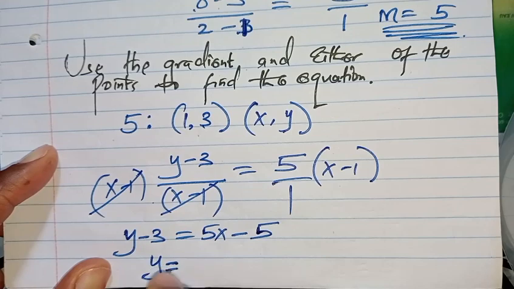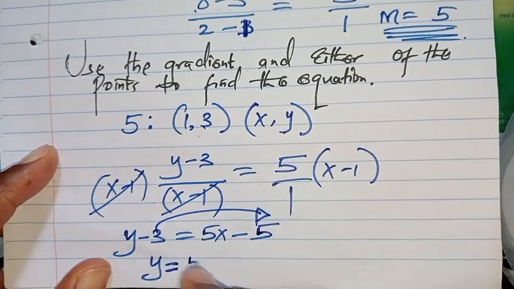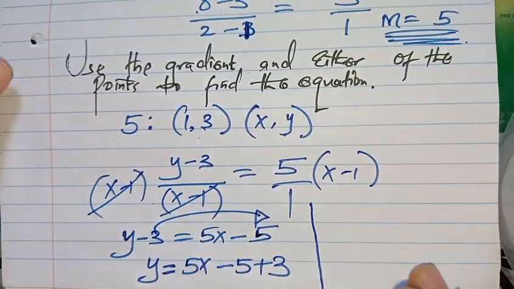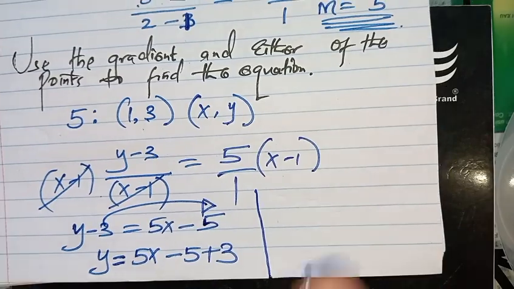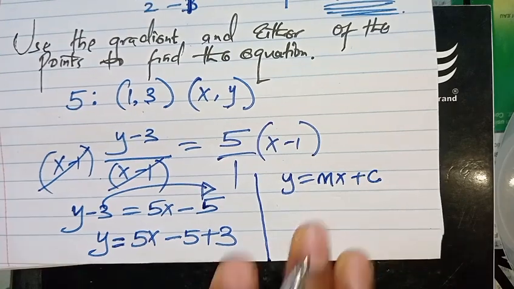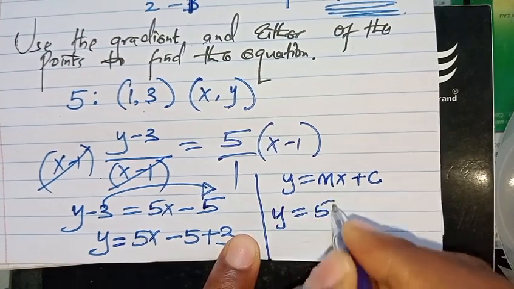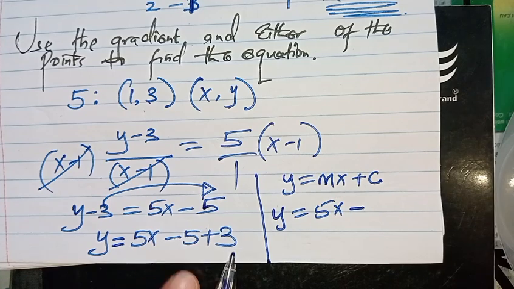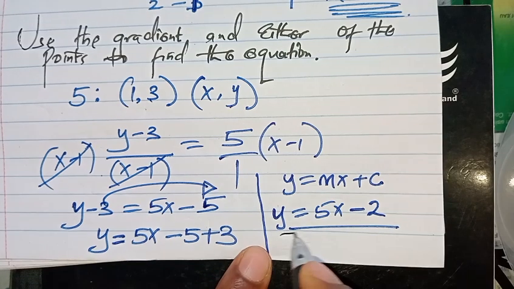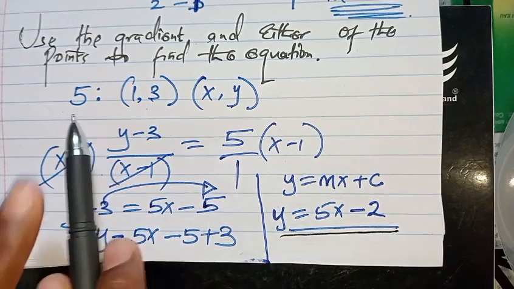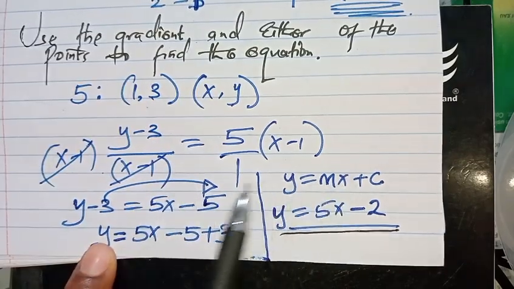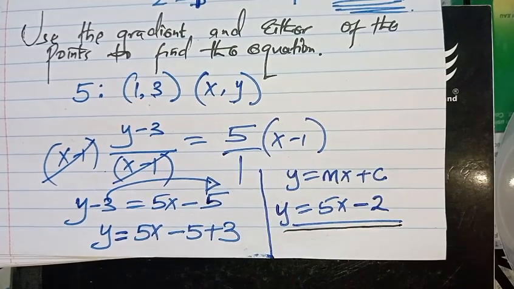y is equal to, actually this negative 3 must go to the other side, 5x minus 5 plus 3. That is why I want us to arrange this work so that we get our equation in the form y is equal to mx plus c. So in this case, we have y is equal to 5x, negative 5 plus 3 is negative 2, so minus 2. That is how you calculate. That's how you find the equation of that line. Find the gradient. Use the gradient with one of the points. And then apply the formula for the gradient and get the equation in that form.